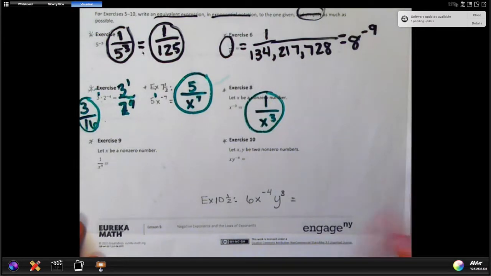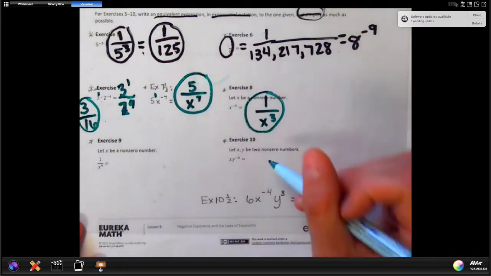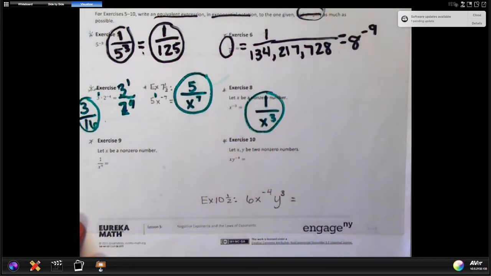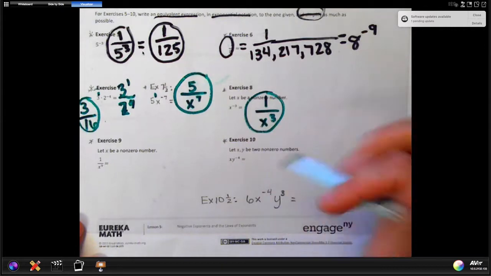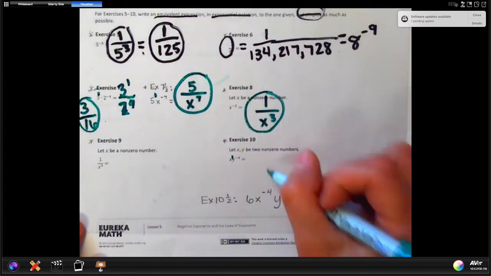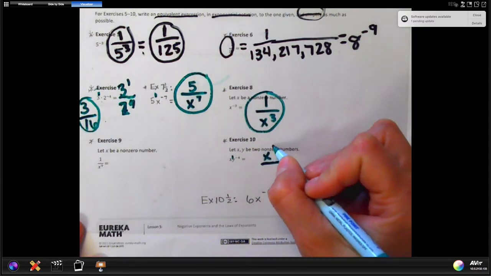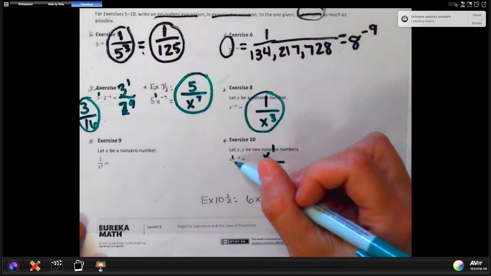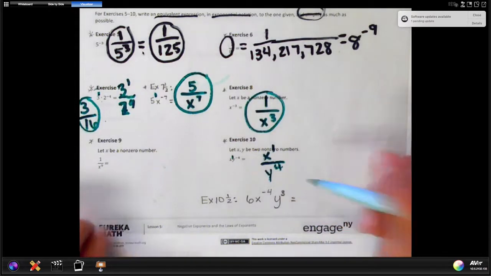Moving down to exercise 10, we're actually going to skip 9 for now. Moving to exercise 10, we have xy to the negative 4 power. Again, these get confusing for students because they forget that xy is not 1 term but 2. There's really a hidden 1 on that x there. So because of the negative, we make the fraction bar. X positive 1 goes on the top, and the y negative 4 goes on the bottom, except it turns into a positive when it goes there.